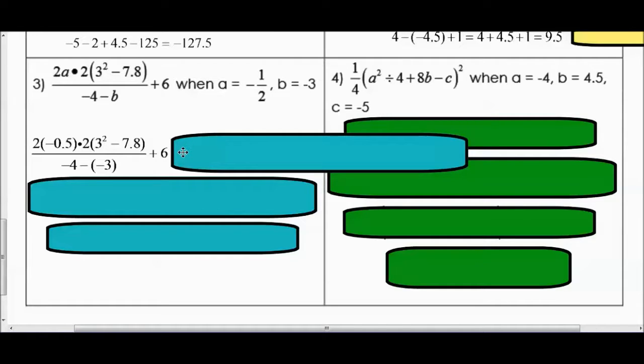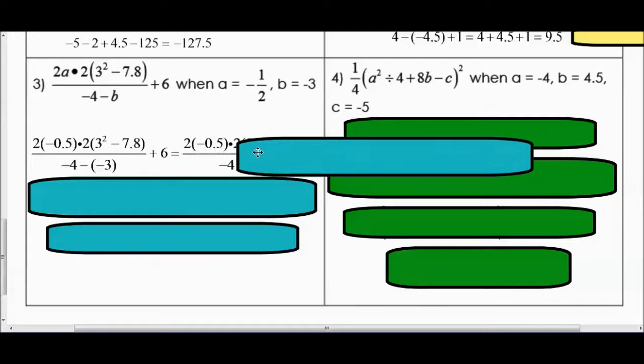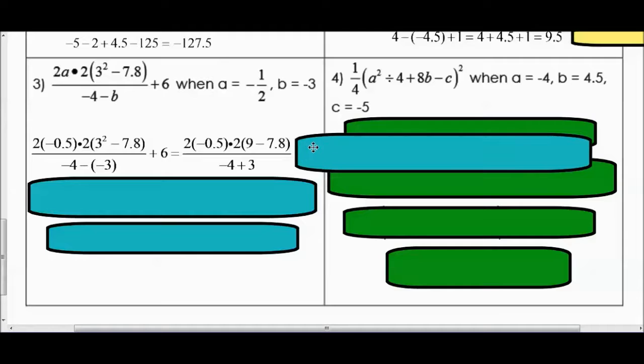And now we'll follow order of operations. Remember, a big fraction like this, we can solve the top and the bottom at the same time, so that's what I'm going to do. I'm going to start inside the parentheses here. That's my grouping symbol on top, and I'm going to do the exponent inside of there first. I'm going to follow PEMDAS inside the parentheses. So I'm going to square the 3 and get 9. And I'm going to change this symbol, minus and negative, into a plus sign.